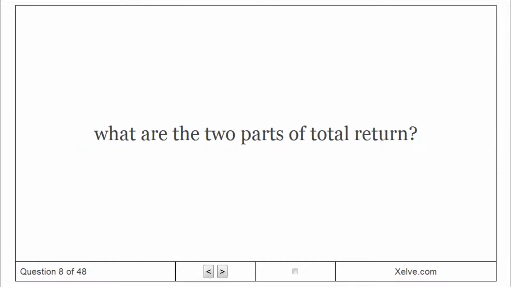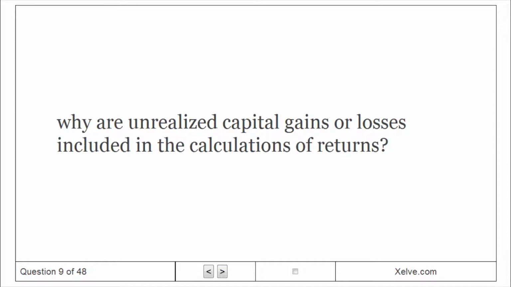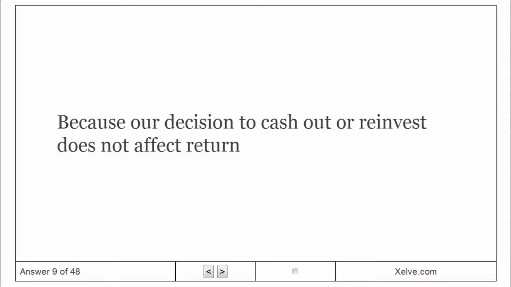What are the 2 parts of total return? Capital gains and dividends. Why are unrealized capital gains or losses included in the calculations of returns? Because our decision to cash out or reinvest does not affect return.